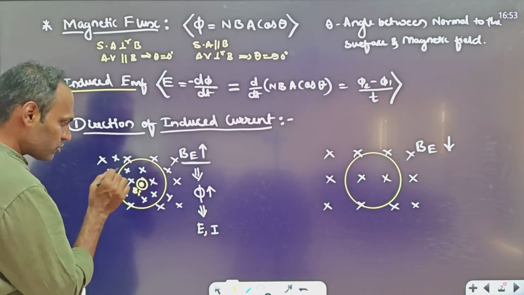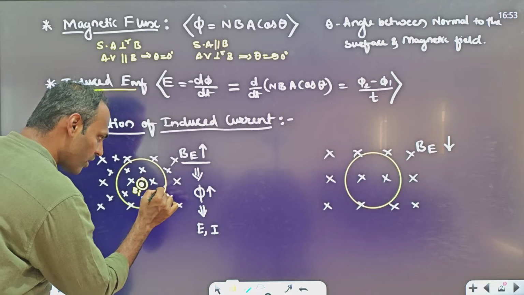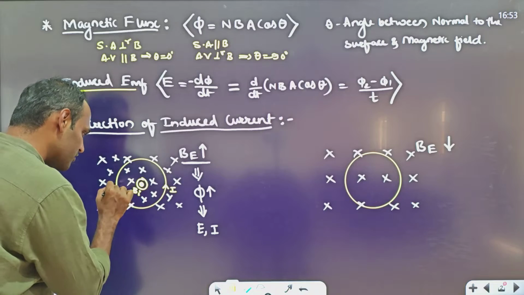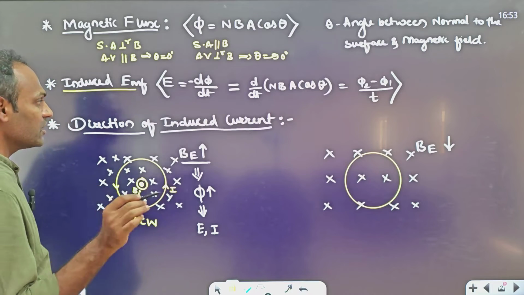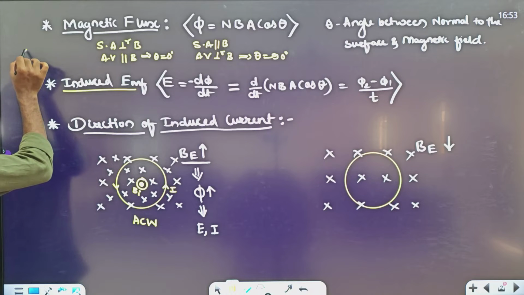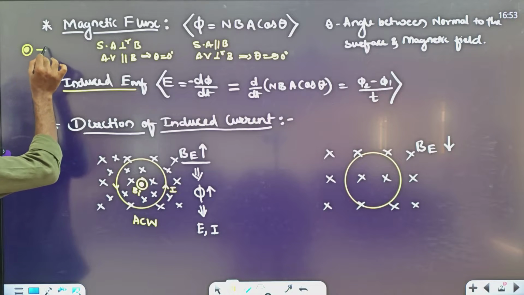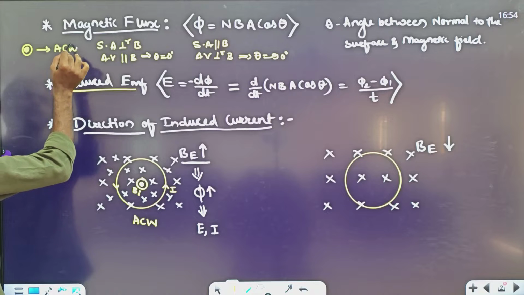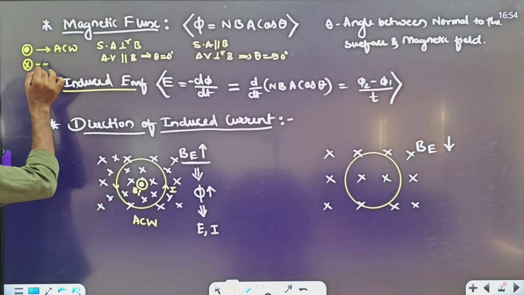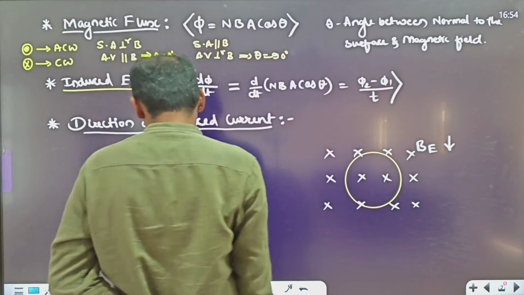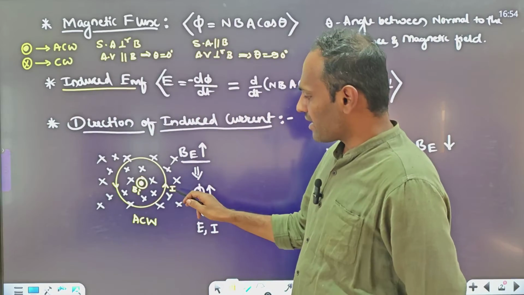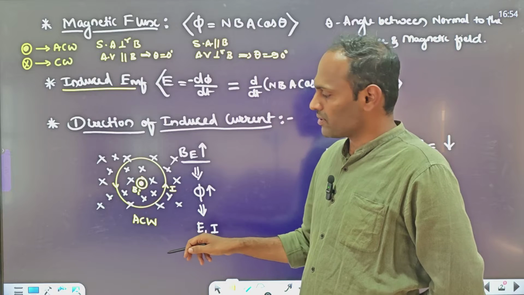Then according to the induced magnetic field, the induced current in this coil has to be anti-clockwise in direction. Keep this in mind: if the magnetic field lines are outwards, then the current will be anti-clockwise. If the magnetic field lines are inwards, then the current will be clockwise in direction. You remember this, right? So how did we get to know the induced current direction here? How did we know it is anti-clockwise?